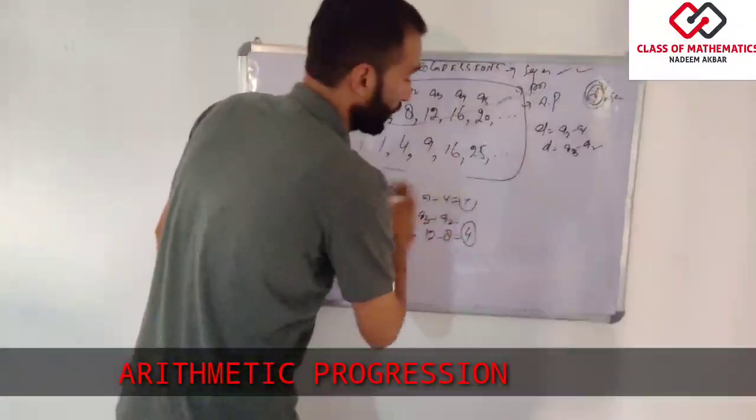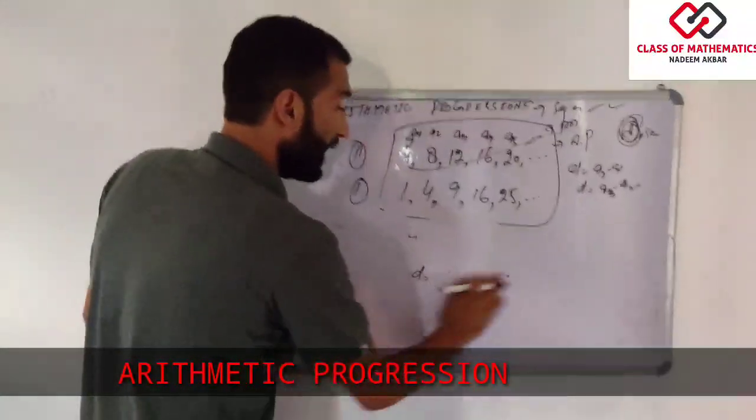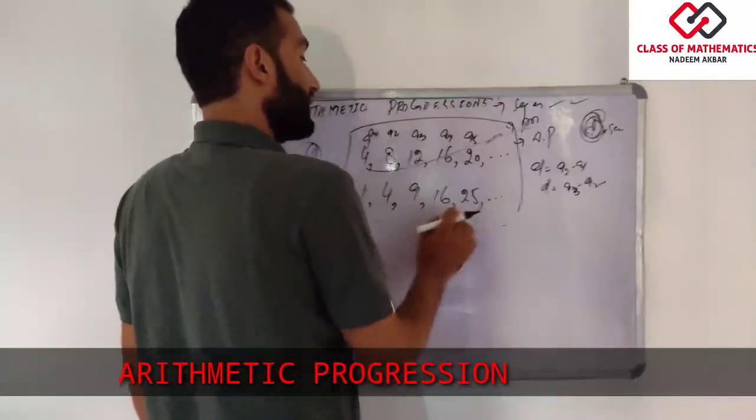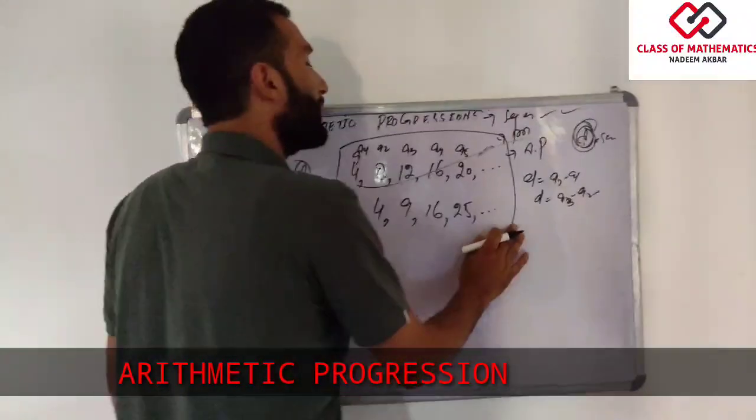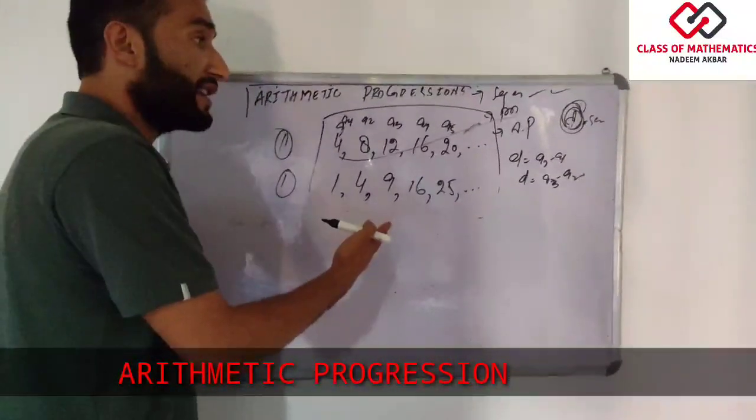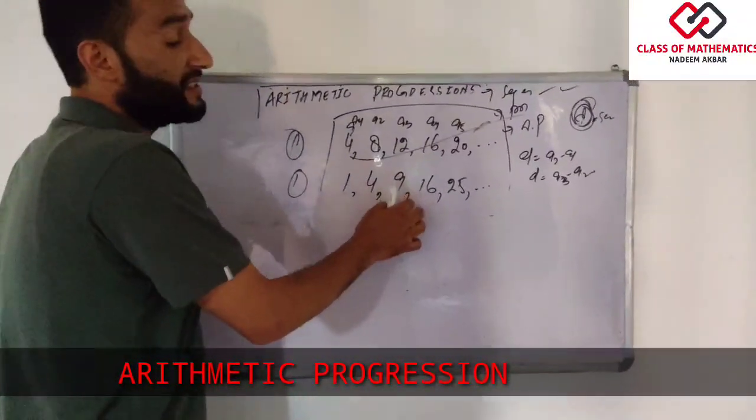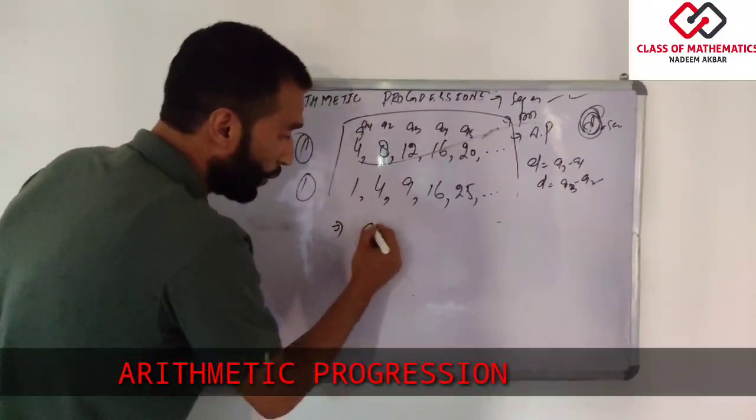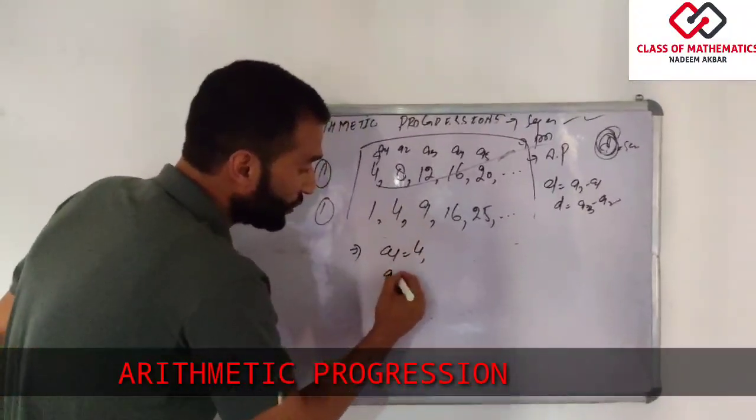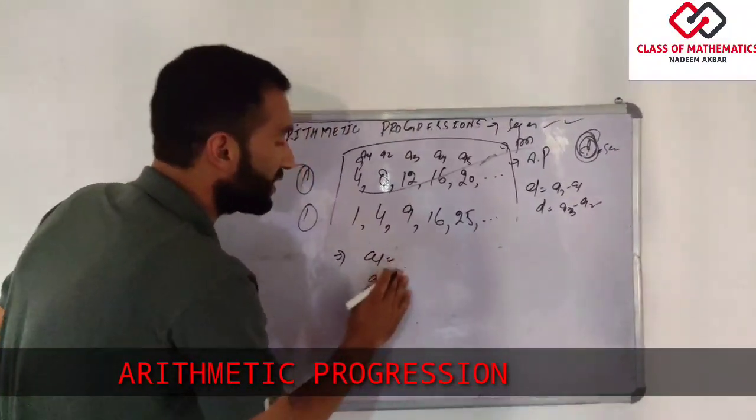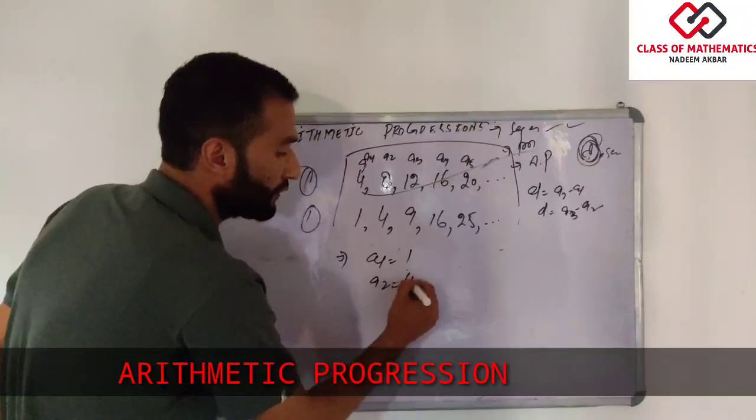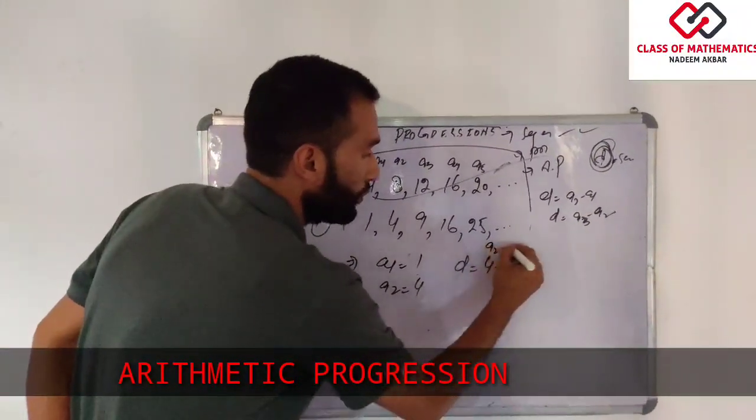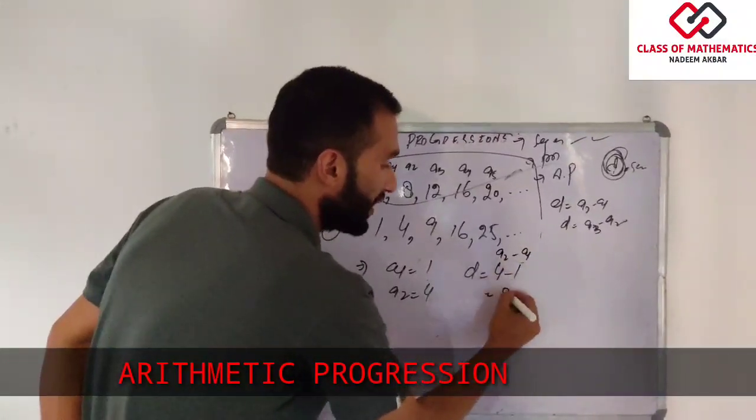Number second, this one is an interesting one. When I taught you sequence, I said this list of numbers is a sequence, because here we can predict what the next term is. Now we will see whether this sequence is an arithmetic progression or not. What's the first term A1? It's 1. What's A2? It's 4. Now D will be equal to 4 minus 1, that's equal to A2 minus A1. What's 4 minus 1? That's 3.